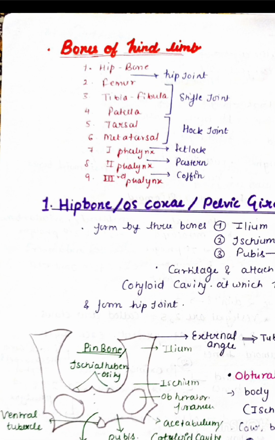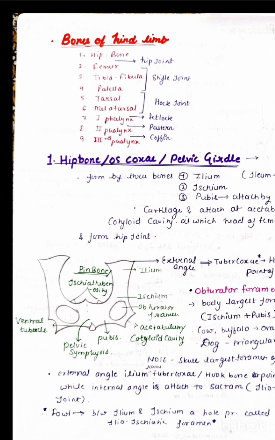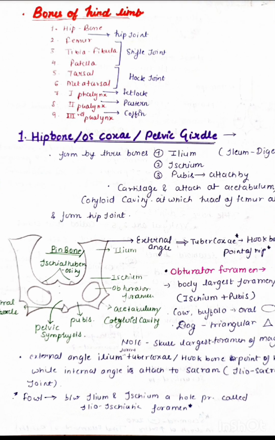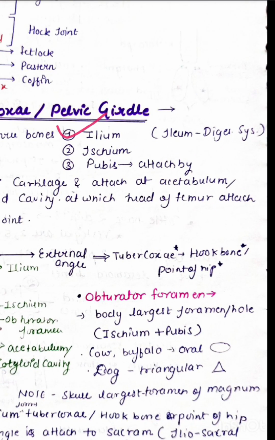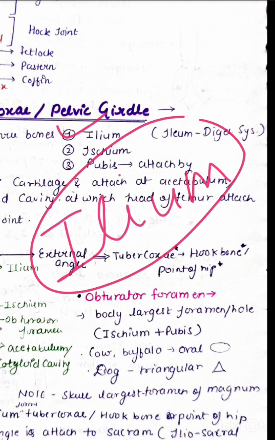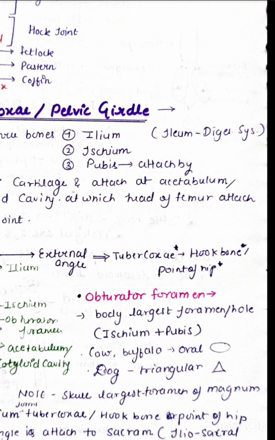First we are going to study the hip bone, or os coxae, or pelvic girdle. It is formed by 3 bones: ilium, ischium and pubis. Ilium, spelled like this, is part of the pelvic girdle, but if it is spelled ILEUM, then it is part of the digestive system.